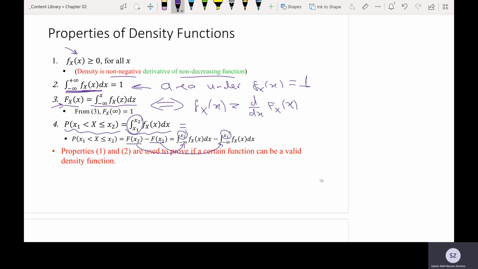Now the last point, and then we'll start the quiz. If I give you any function f_X, how do you find out whether it's a valid PDF or not? We need to check for several conditions. The function has to be non-negative, and the area under the curve has to equal 1. That's it. Two conditions. Okay?